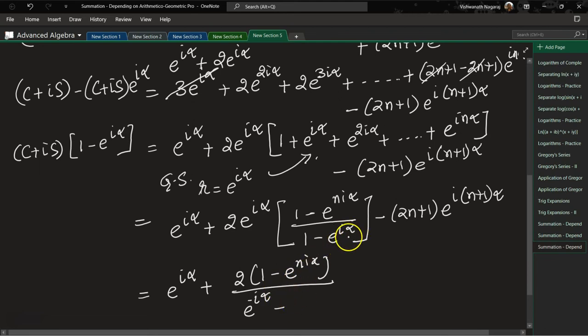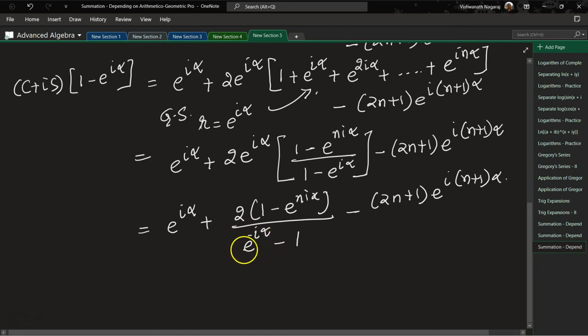Minus i alpha plus i alpha, that is 1. Minus (2n plus 1) e to the power of i(n plus 1)alpha. Okay, now this we want as 1 minus. So this should be minus, this should be plus. If we want that, we have to take minus out. This minus can be taken out, so this becomes minus. And this can be rewritten, in the proper form, as 1 minus e to the power of minus ix.